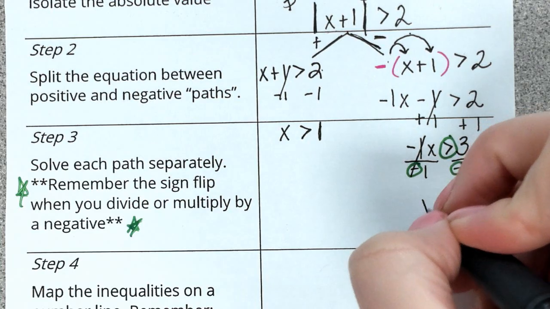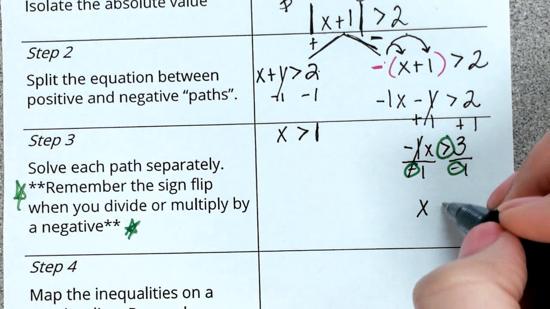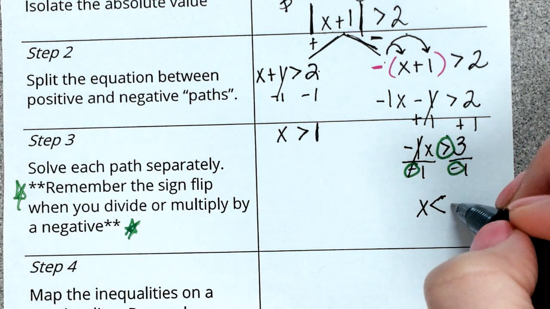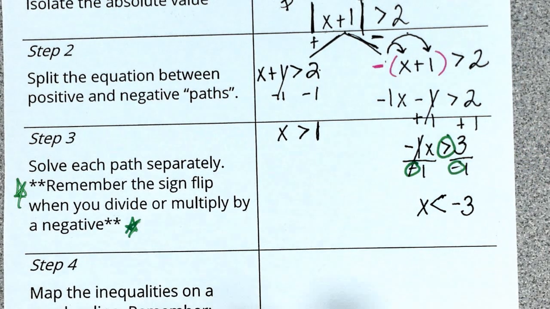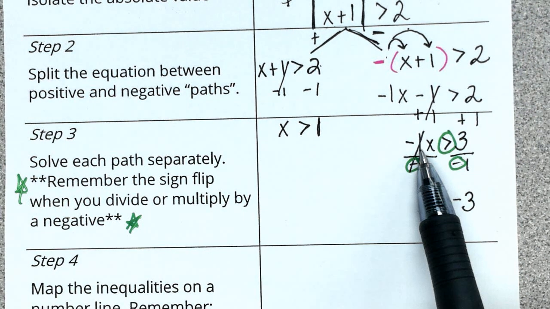Okay, so now I have x. My symbol is not going to point that way anymore. It's going to be this, less than 3 divided by negative 1 is negative 3. Okay. Y'all good so far? Y'all get why we had to flip that sign? Because we divided by a negative.